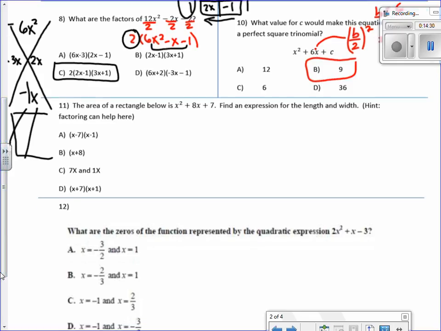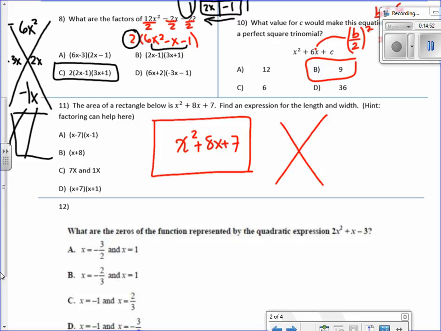Number 11, the area of a rectangle. Oops, it says the rectangle below. All right, there was no picture there, but you could draw it. And we know the area is x squared plus 8x plus 7. And so we want to figure out what the dimensions are, what the length and width have to be. So really, we're just factoring. And so we even gave you a hint, factoring.